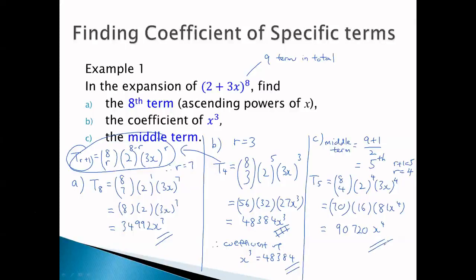I've showed you how I can use a general term, the general term being this over here, to successfully find specific terms in the binomial expansion without actually doing the full expansion. Okay, so moving on.